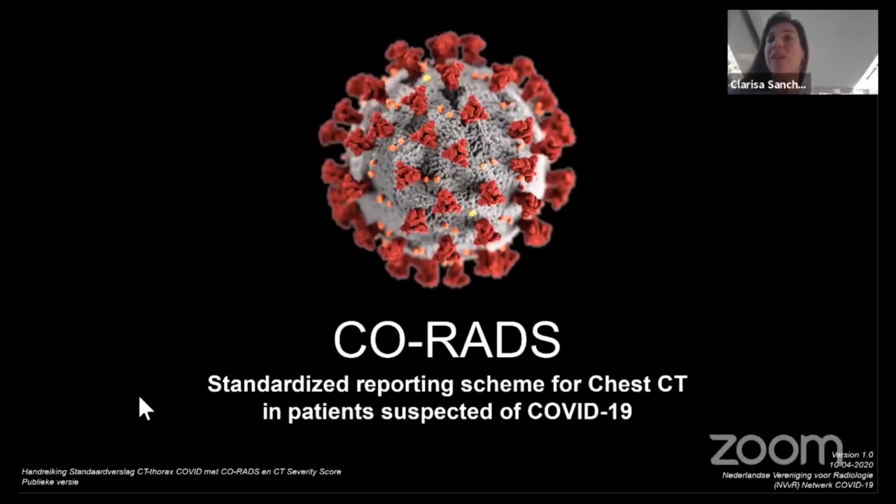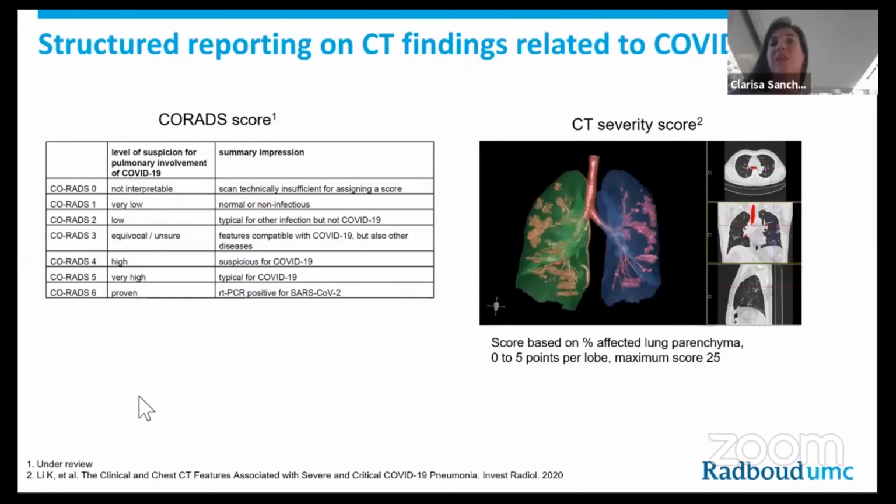Based on this information, our head of the department, Matthias Prokop, together with his team, set up a reporting scheme called CO-RADS. It's now a national guideline and it's recommended by the National Society of Radiology in the Netherlands. With this CO-RADS score system, the idea is that you go through the CT scan and then provide a CO-RADS score that can go from very low, when it is normal or there are no features related to COVID, to low, when there are features related to infectious diseases but not typical for COVID, or to high or very high, when the features seen are very typical for COVID-19.